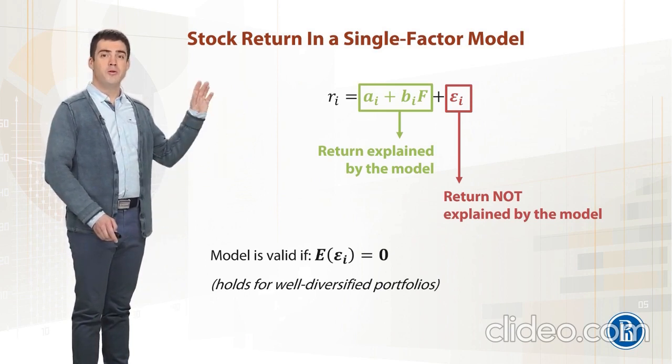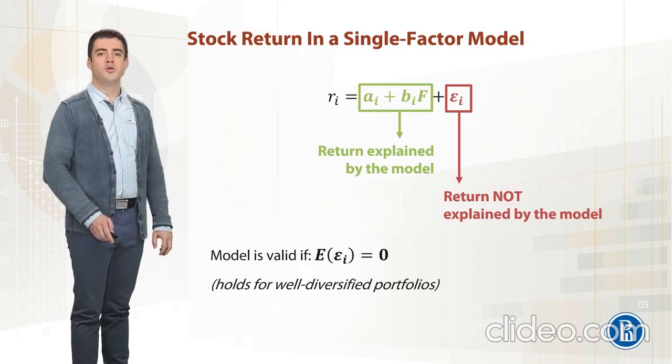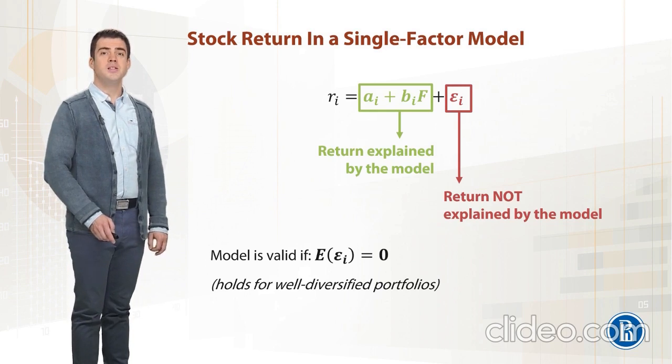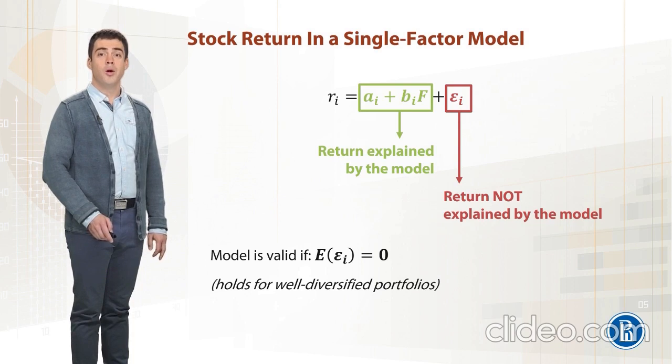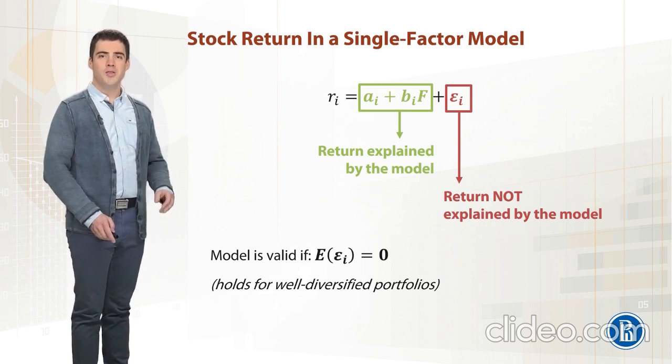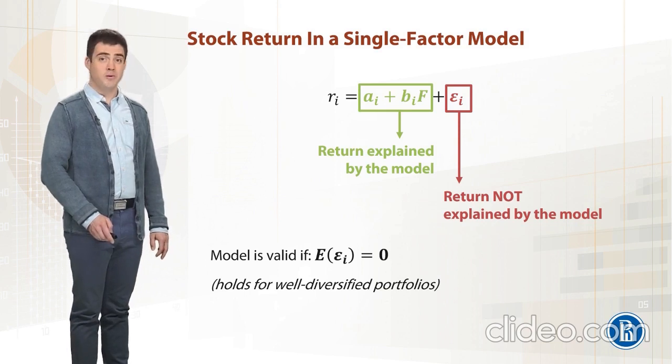However, the sum of the first two parts in this equation contributes to the return which is explained by the model. And indeed, we can prove that this model is valid once the expected value of the idiosyncratic return equals 0, which is generally the case for well-diversified portfolios. From this point, we will omit the idiosyncratic component in our formulas and will assume that all the stocks we're working with are treated as well-diversified portfolios.